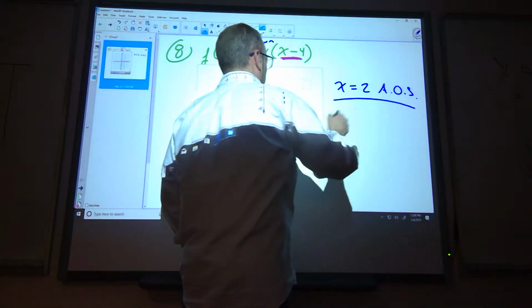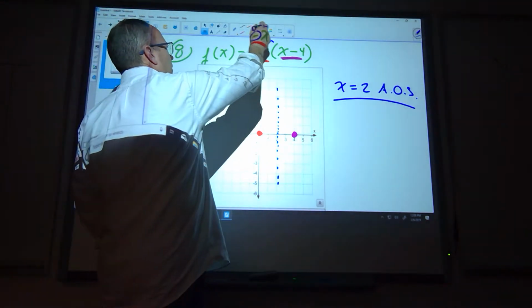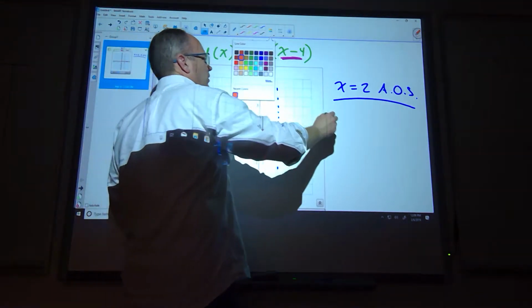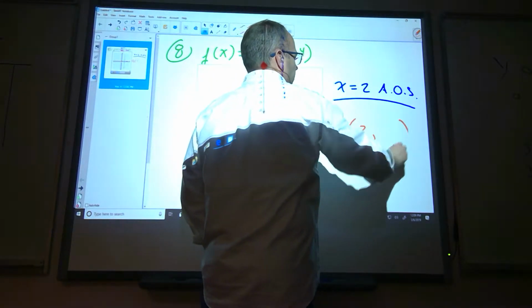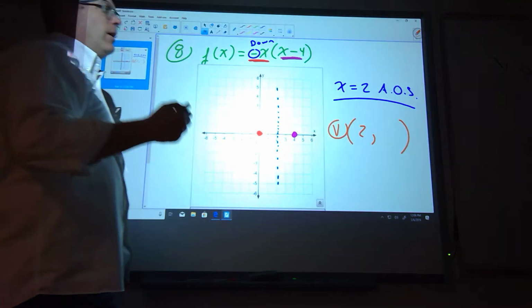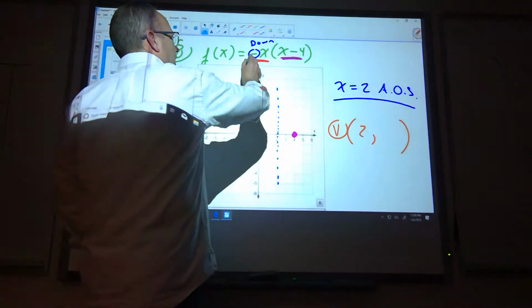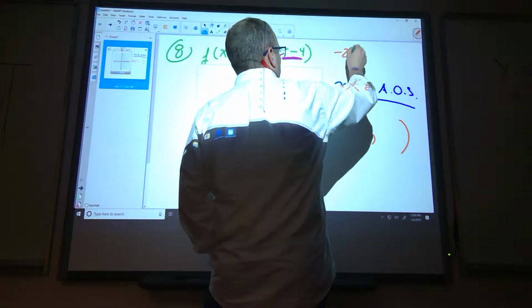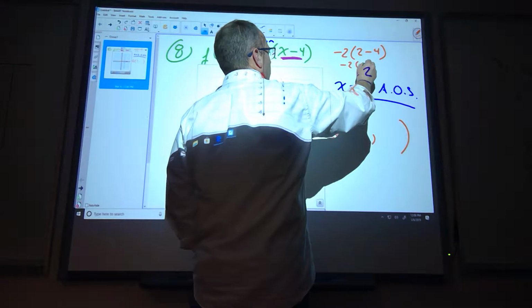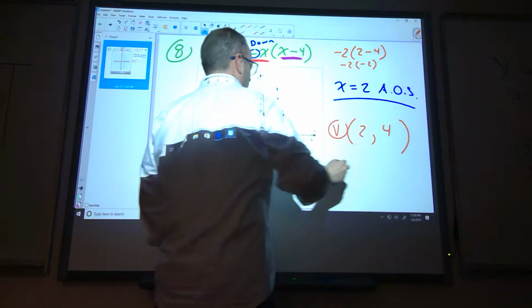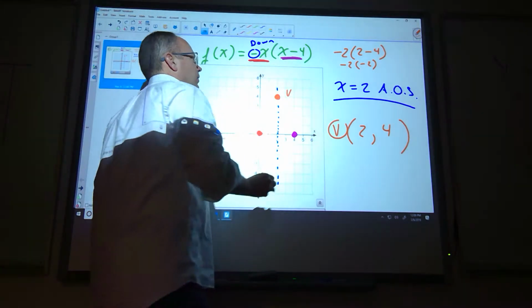And they only suggested that we do it, so I'll go ahead and do it anyhow. And so that means that the x component of my vertex is going to be at 2 comma something. Okay, how do I find the something? Plug it in. We have to remember that negative is still there, so I get negative 2 times 2 minus 4. So negative 2 times negative 2, that's positive 4. So at 2 comma 4, I'm going to have my vertex.